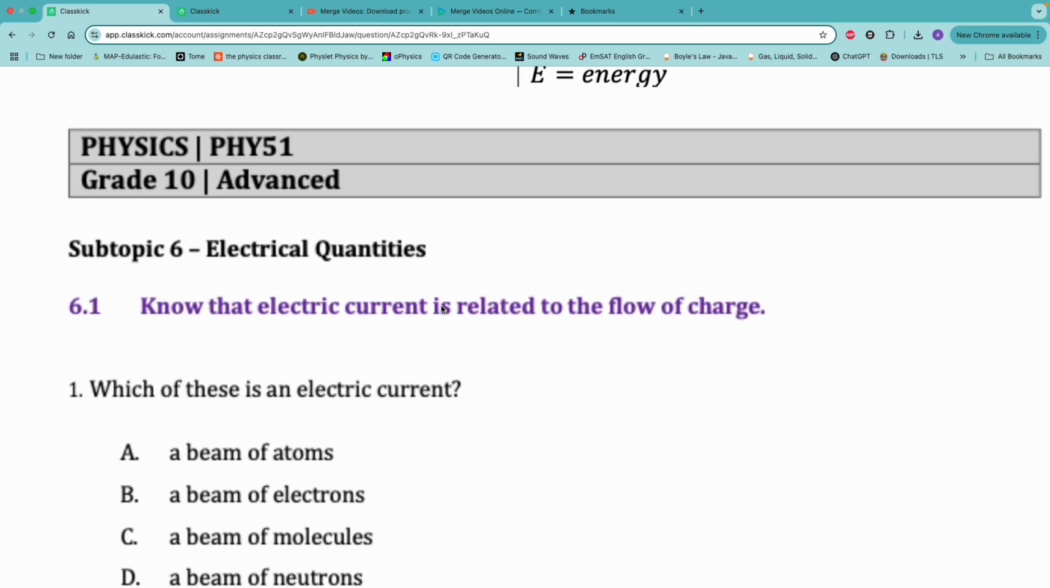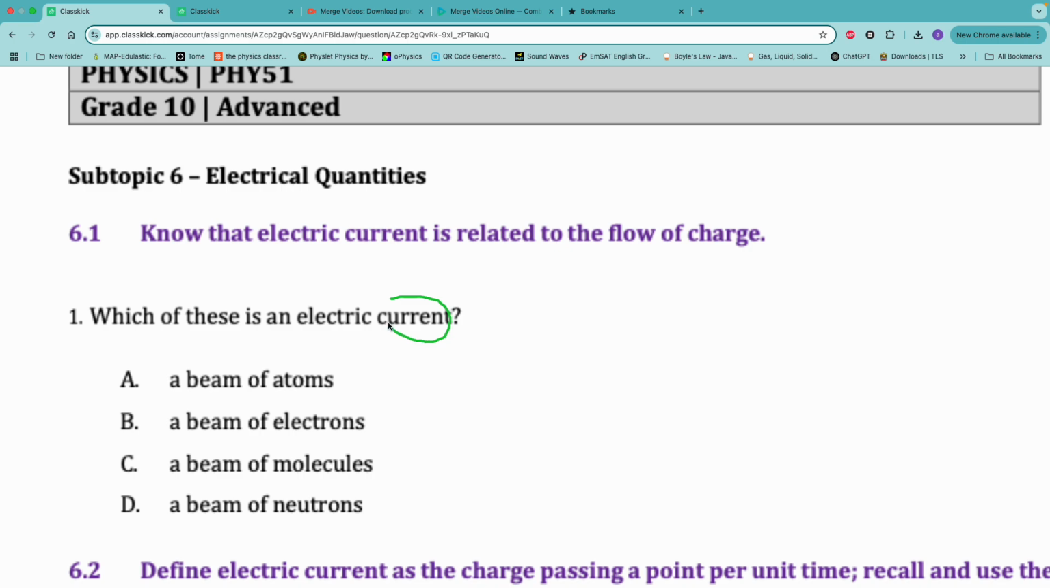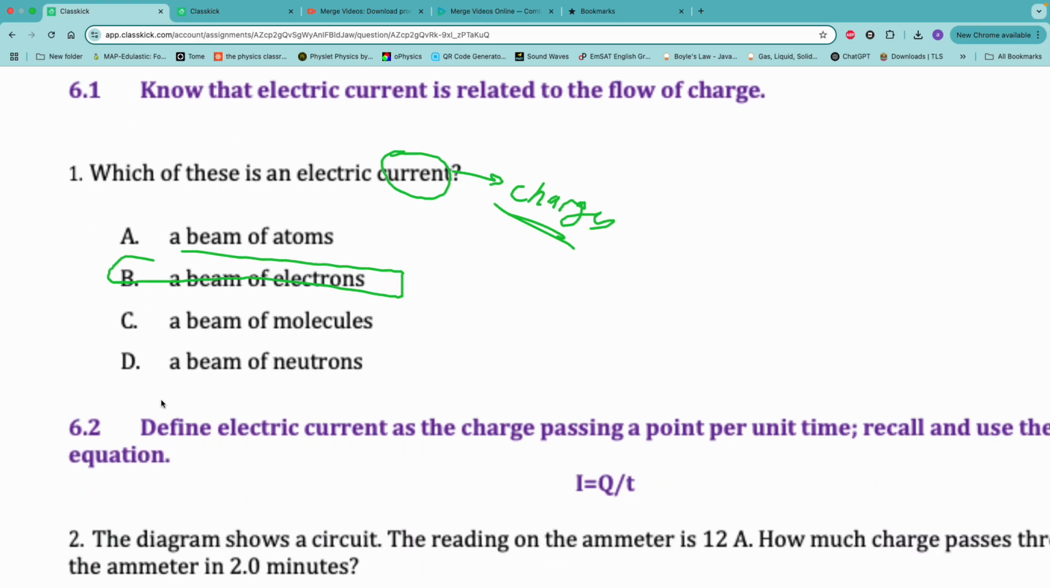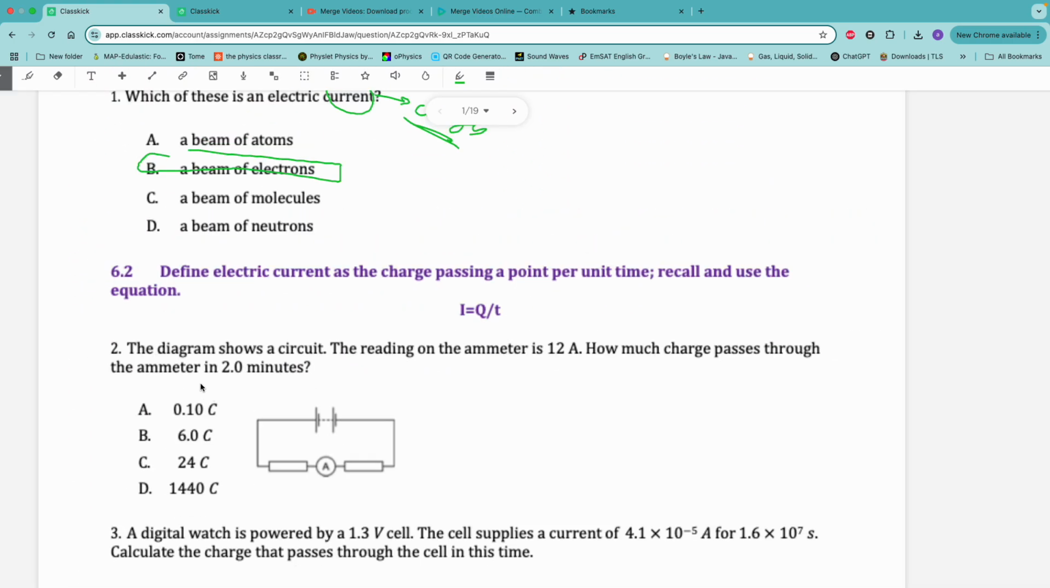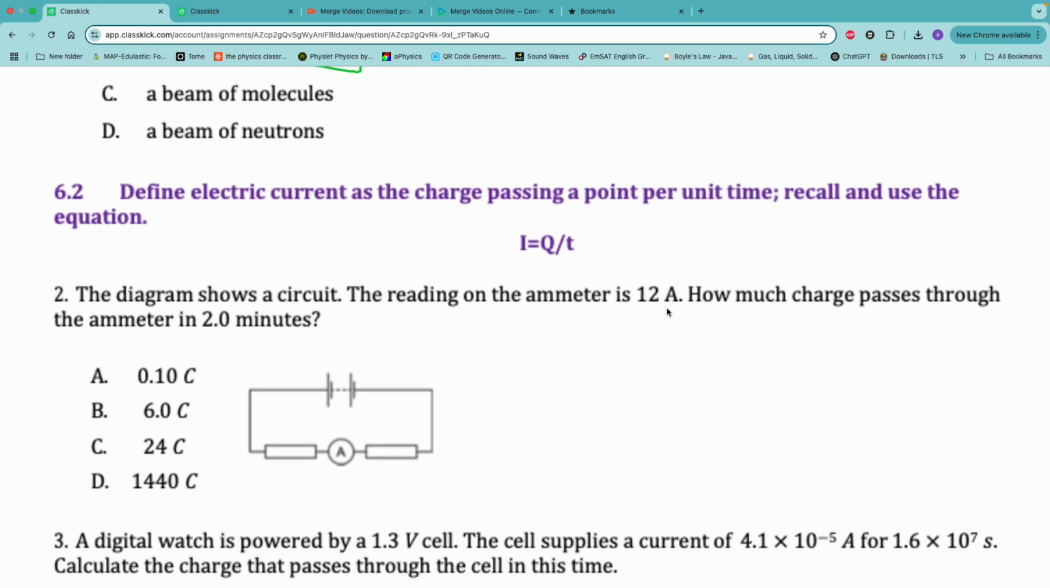Starting with this part, which of these is an electric current? We know electric current can be described as the flowing of charges, but since we don't have this word here, the best description is a beam of electrons. The diagram shows the circuit. The reading on a meter is 12 amps. A meter is a measuring device that can be used to measure electric current.